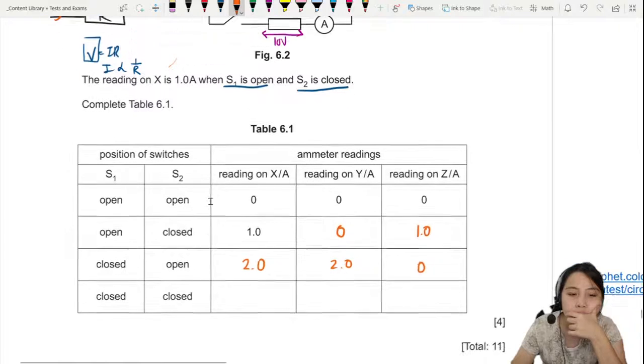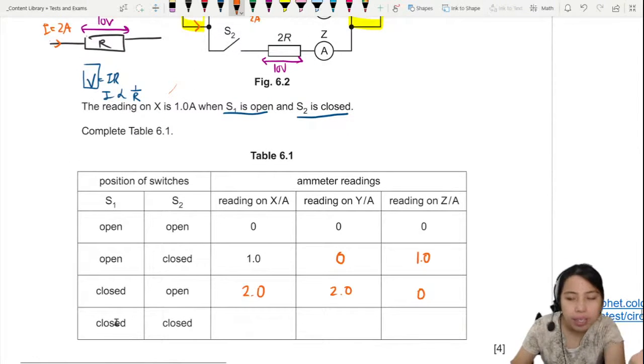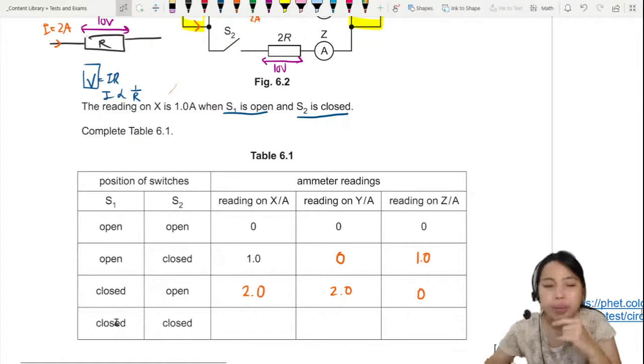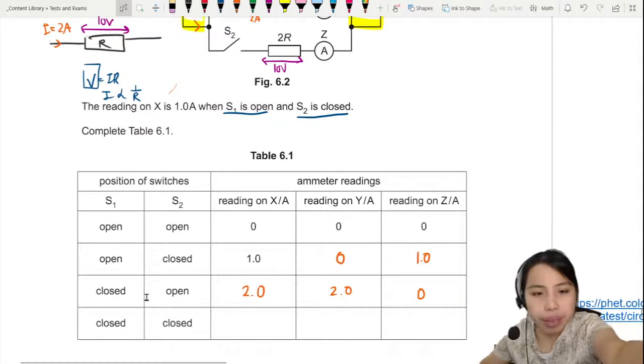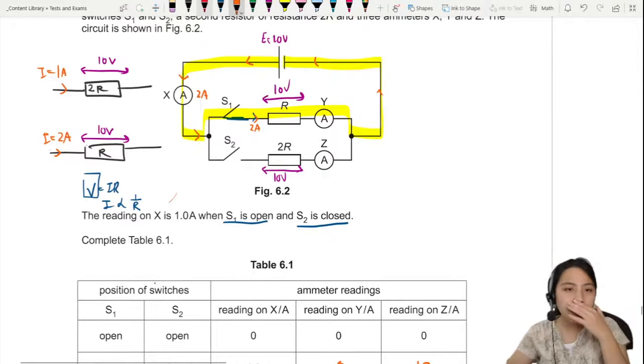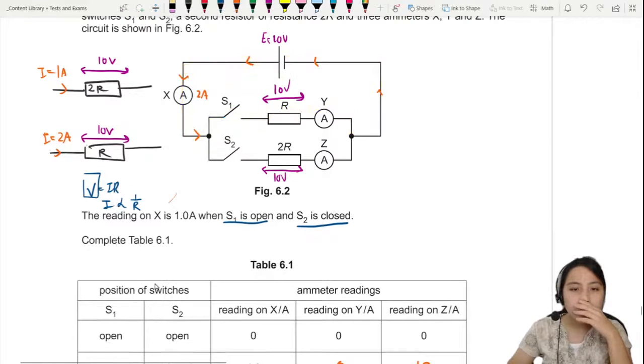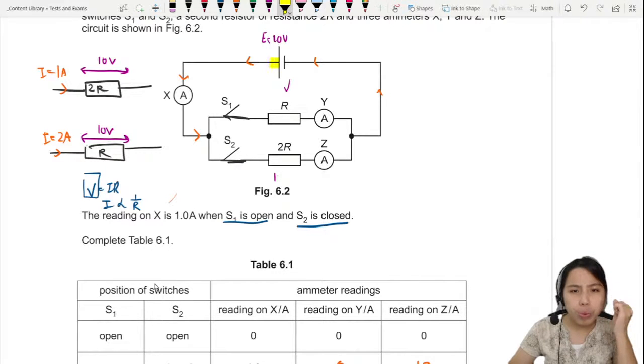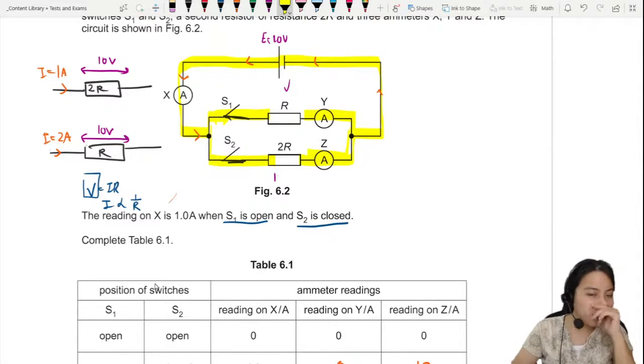Okay. Last part. You close S. You also close S. Both switches close. Okay, so that means I gotta redraw my circuit once again. Let's draw it. Close this switch. Ooh, now the current will flow to here. Split. One goes up, one goes down, and then eventually join back and then go back to the circuit. So there should be readings in everything now. But how does the current change?